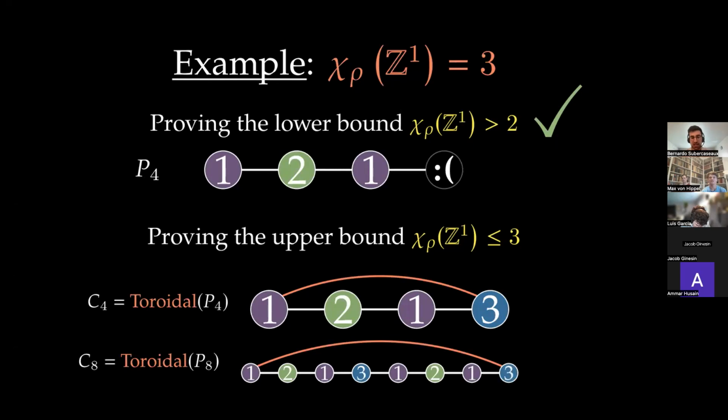And because of that same edge, I know that it's fine to put a 2 on its right, a 1 on its right, and then finally a 3. And so the colorability of C4 implies that of C8, and so on and so forth. So this sort of idea is enough to prove this upper bound on the one-dimensional integers.